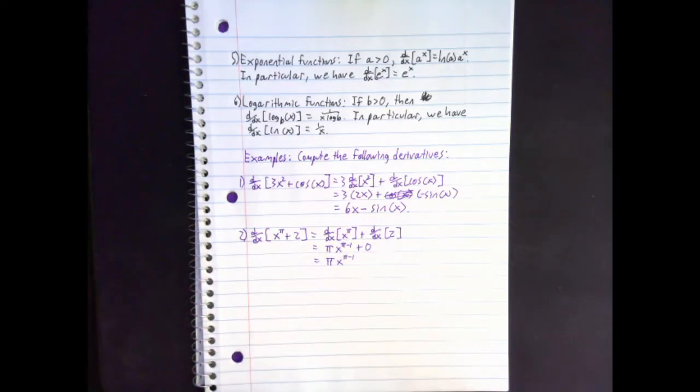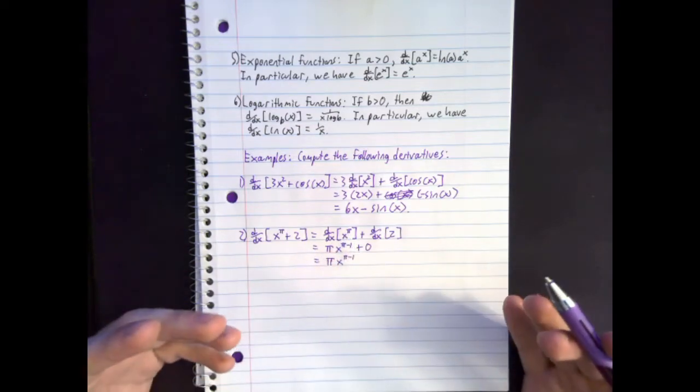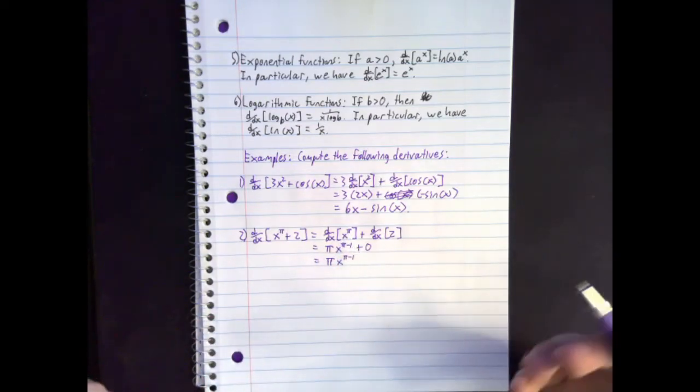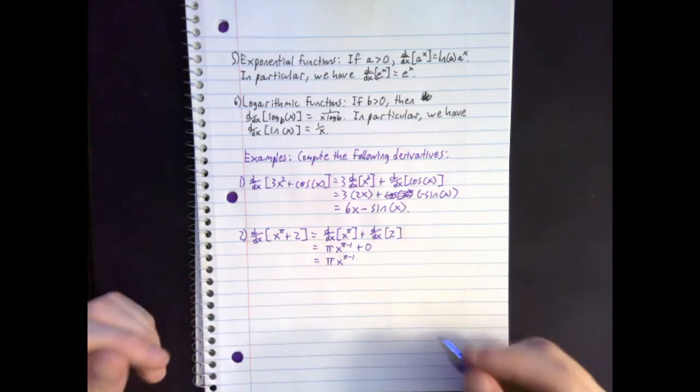All that to say that when you compute derivatives of functions with powers, the power doesn't have to be an integer. It could be a fraction, it could be a negative number, it could be an irrational number, but the power rule applies nonetheless.